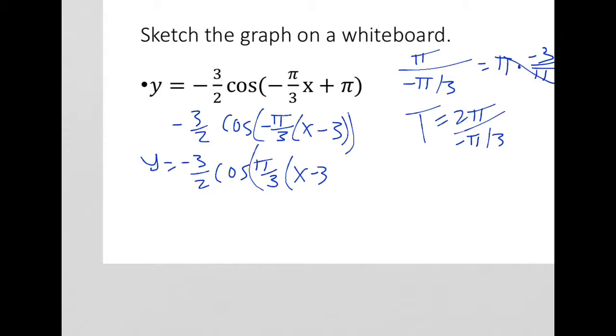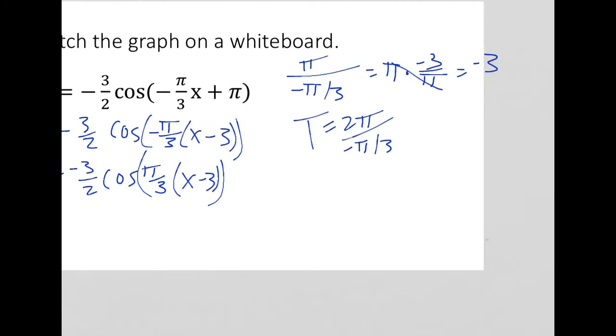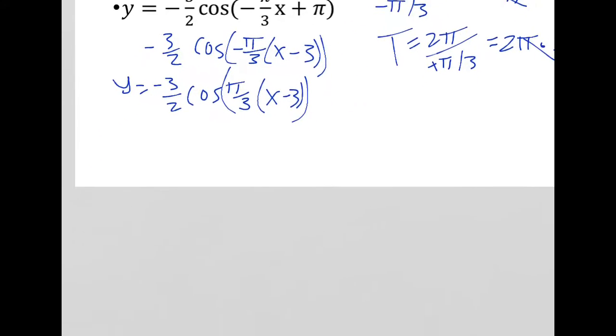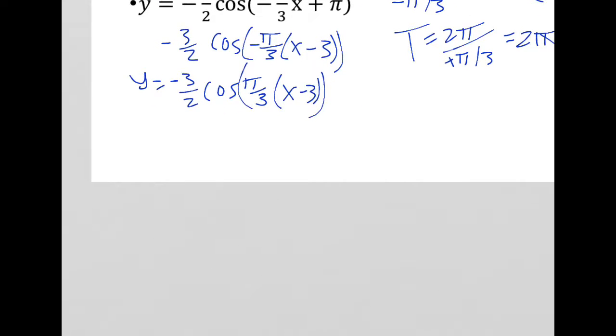times x minus 3. So when I'm thinking about this period over here, I don't actually even care about that negative. It does not matter. Cosine is even, so once you factor out that negative, you can just get rid of it, make it positive. So let's figure out what this is. 2 pi times 3 over pi. Now my pi's cancel again, and I'm left with 2 times 3, which is 6. So period of 6, phase shift 3 to the right.